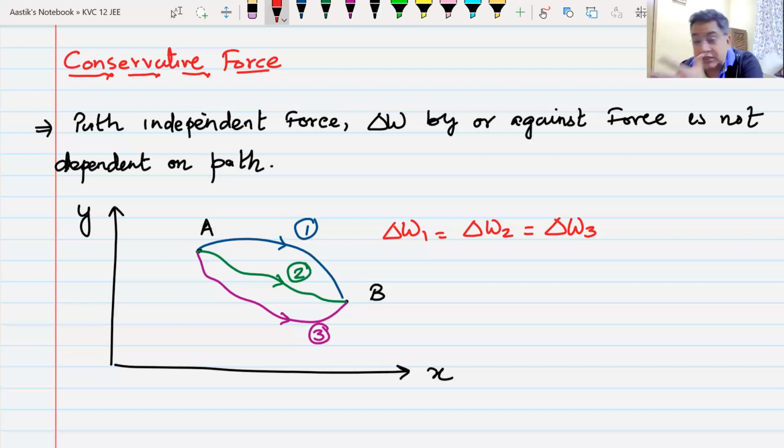Internal energy, potential energy, internal energy, potential energy. Is internal energy a path function? It's not a path function. It only depends on the initial and the final position, so you don't have to see the path. Once you understand conservative force, you understand potential energy, and you understand internal energy as well.